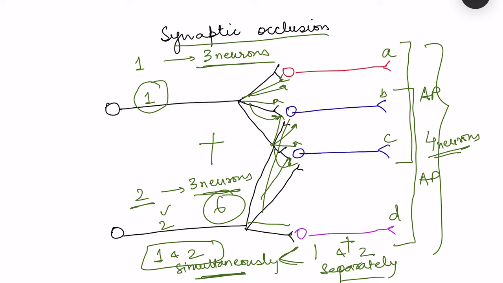And why is that? What is the reason? Simple. Because they are supplying 2 common neurons. So, that is just by virtue of supplying 2 common neurons that we are getting the effect which is lesser than the sum. So that is known as synaptic occlusion.